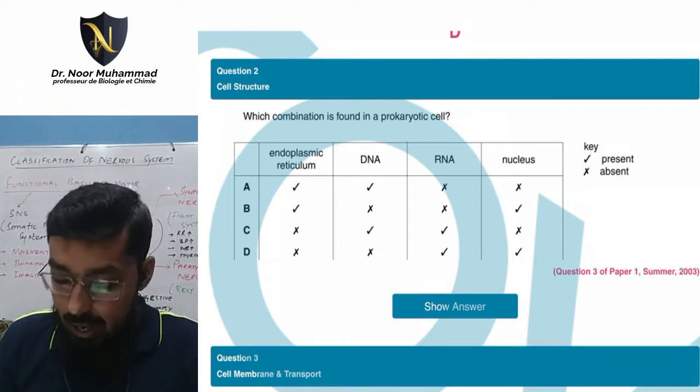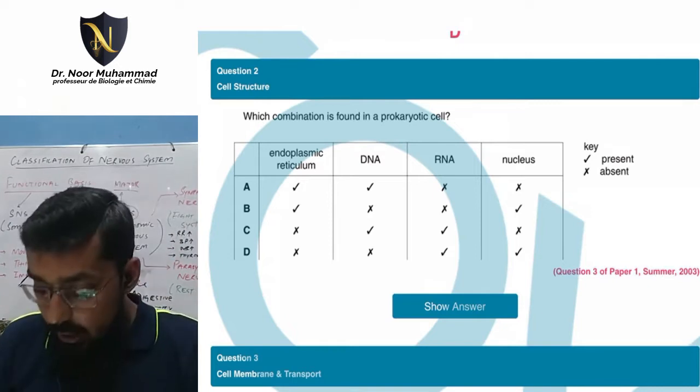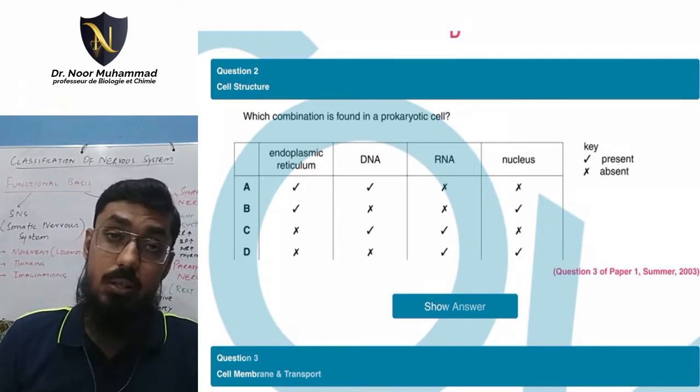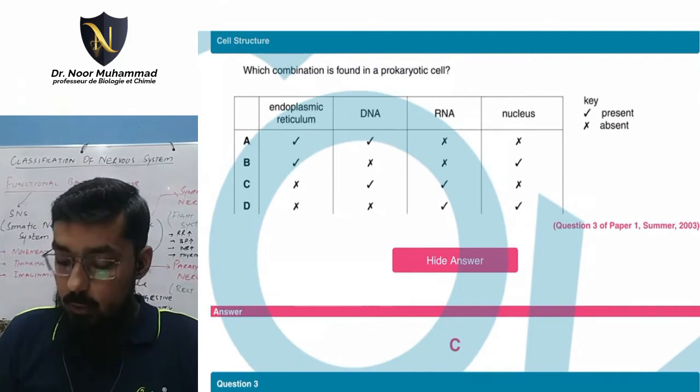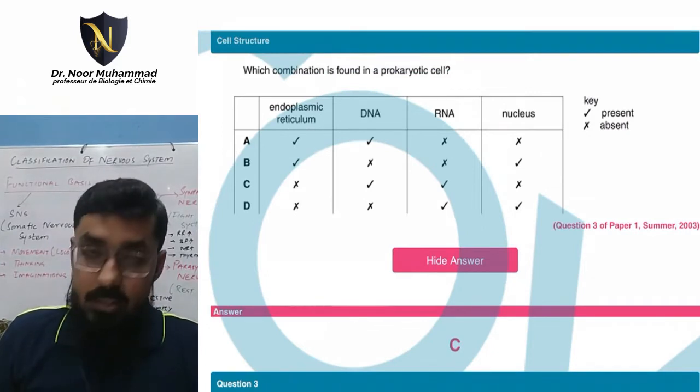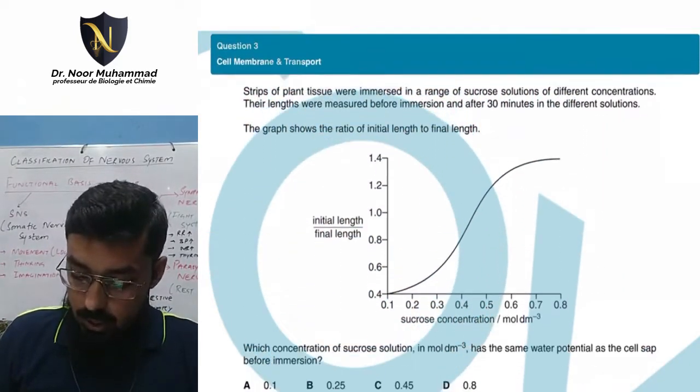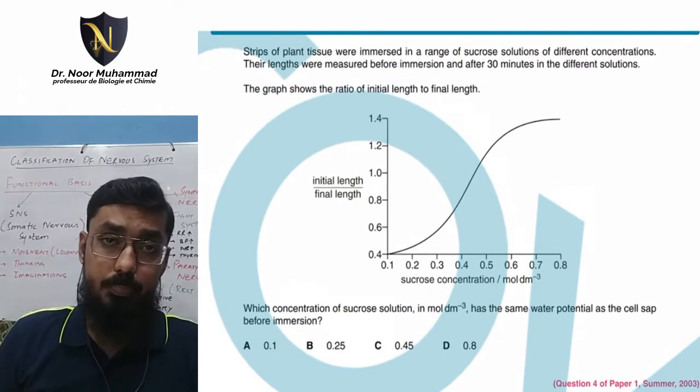देखो आगे है RNA. RNA is also there and nucleus is also absent. Nucleus is absent in prokaryotic cell. तो यहाँ पर nucleus पे भी क्रॉस लगा हुआ है. तो answer should be C. ठीक है, उम्मीद है आपको समझ में आ गया होगा.